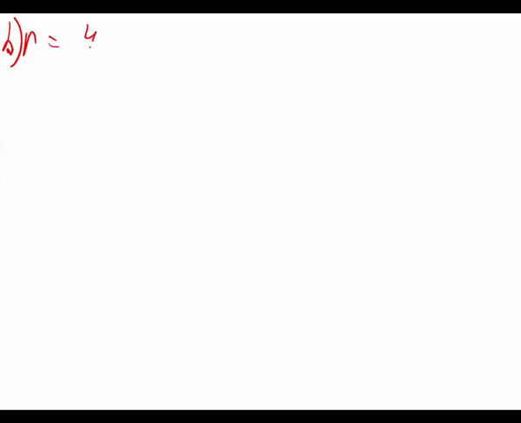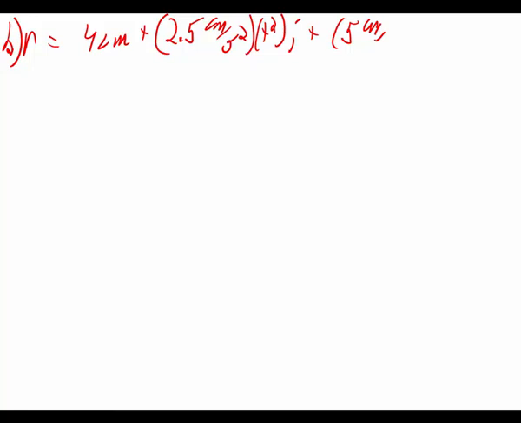The function was 4 centimeters plus 2.5 centimeters per second squared. I always like to go back and rewrite it, and that's t squared I plus 5 centimeters per second J. I'm getting in a hurry. I don't know why I get in a hurry, but I do. All right, T, and then that's J.